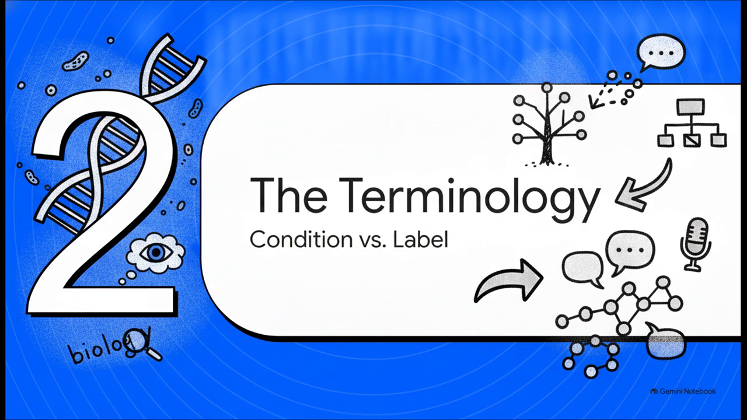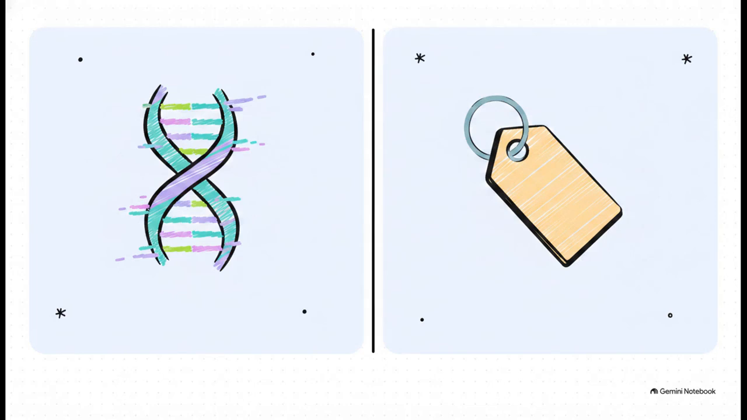Moving right along to Section 2, the terminology. We're going to look at the condition versus the label. Here is where we really need to draw a hard, clear line. On one side, we have albinism, which is the medical diagnosis and the genetic state. On the other side, we have albino, the descriptive noun, and, frankly, a historical label.